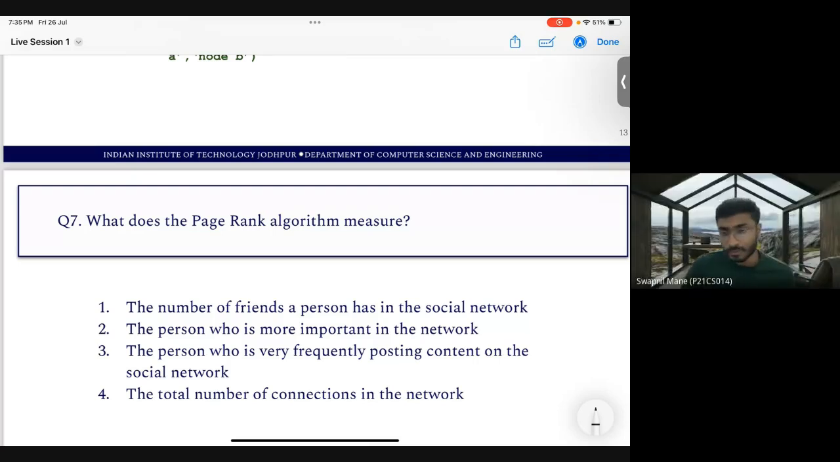So I will give an overall idea about what you have suggested. Suppose we are giving a web page importance based on the number of connections that web page has. Okay.